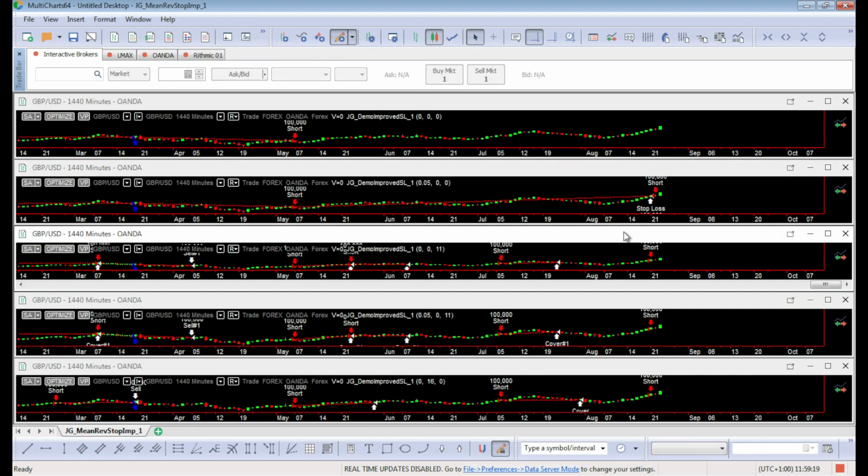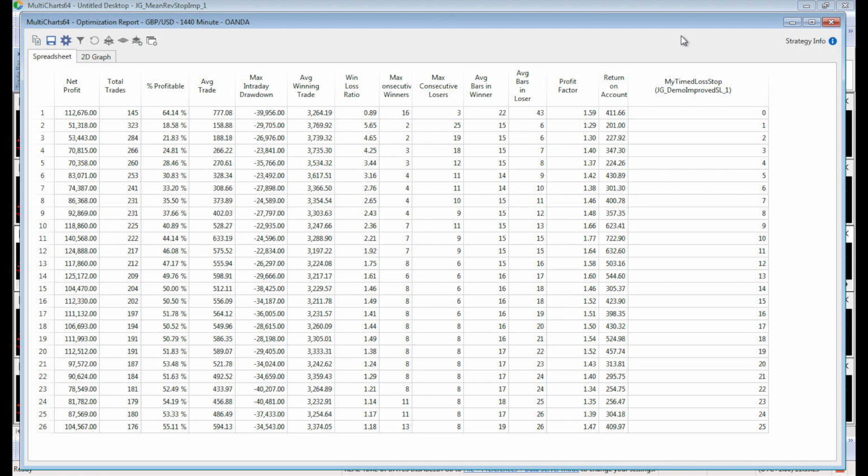In the next one, this is exit number 3. This is where we used our timed exit if we're showing a loss. First, let's look at the optimization, and I've optimized my timed loss stop. That means my timed exit if we're showing a loss, stop loss.